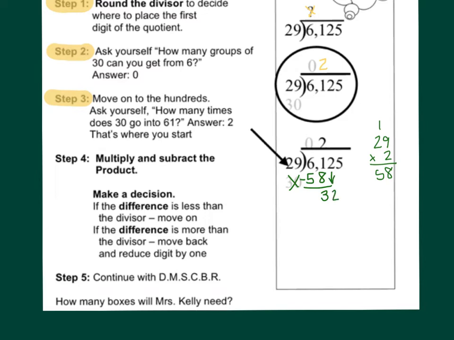Now I'm going to repeat. So I'm going to use my 30 again, or my estimate. I'm going to see how many groups of 30 I can get out of 32. Well, I can get one group of 30 out of 32, and I want to make sure that I am putting that one right above the 2. So now I'm going to multiply, and again I'm multiplying this number by my divisor. I no longer am going to be using my estimate.